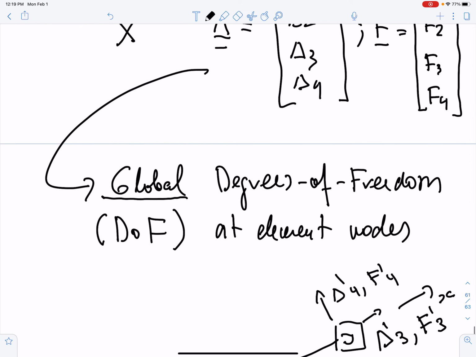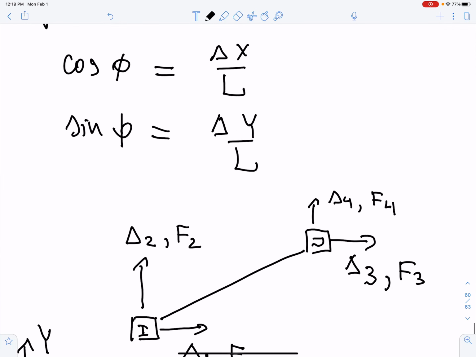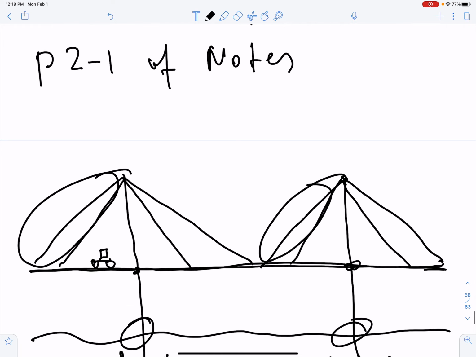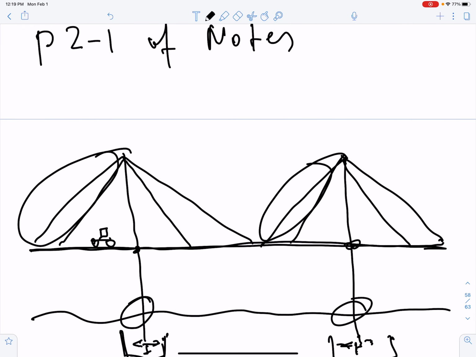And so, clearly, when you look at this picture here, let's say you're interested in the displacements of each individual node.